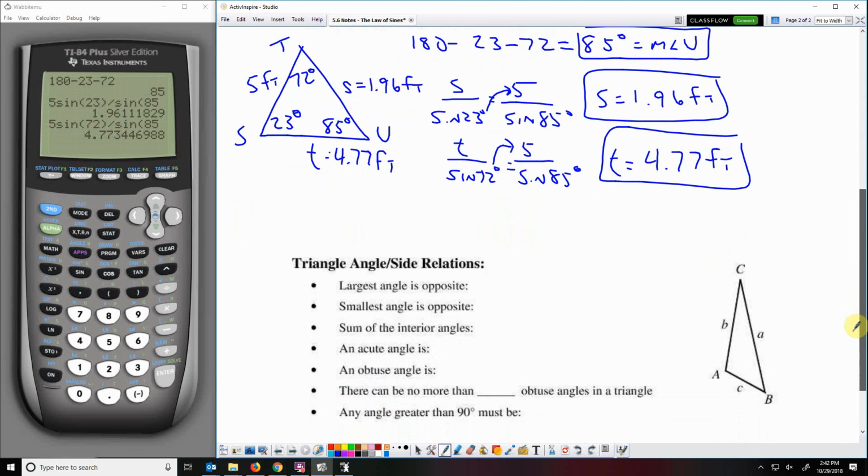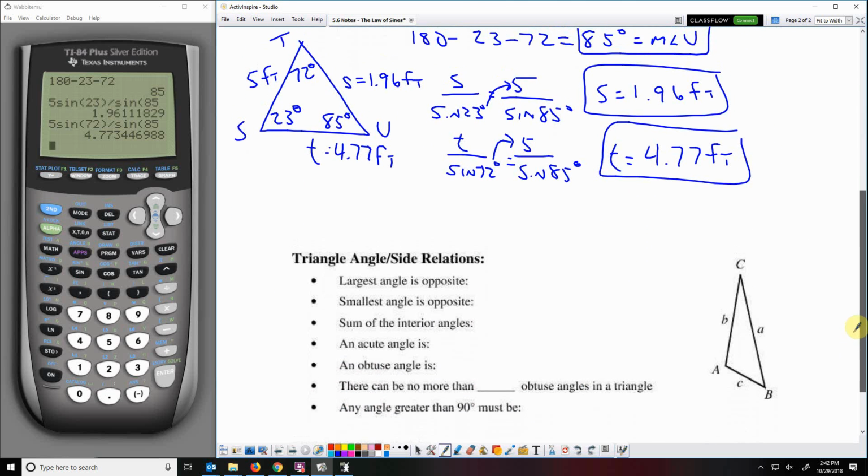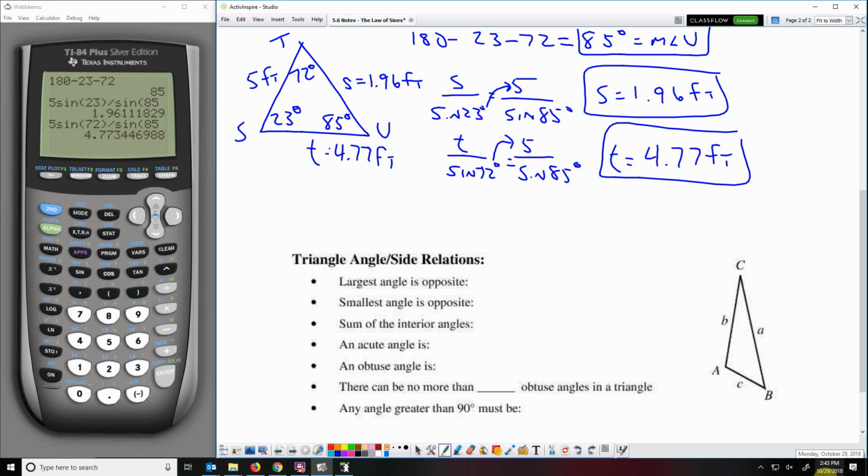Some things to look out for that might help you know if your answers make sense. The largest angle should always be opposite the longest side. Smallest angle should always be opposite the shortest side. Your interior angles should always add up to 180 degrees. Okay, so if any of these conditions are not met, then your answer is probably not correct.